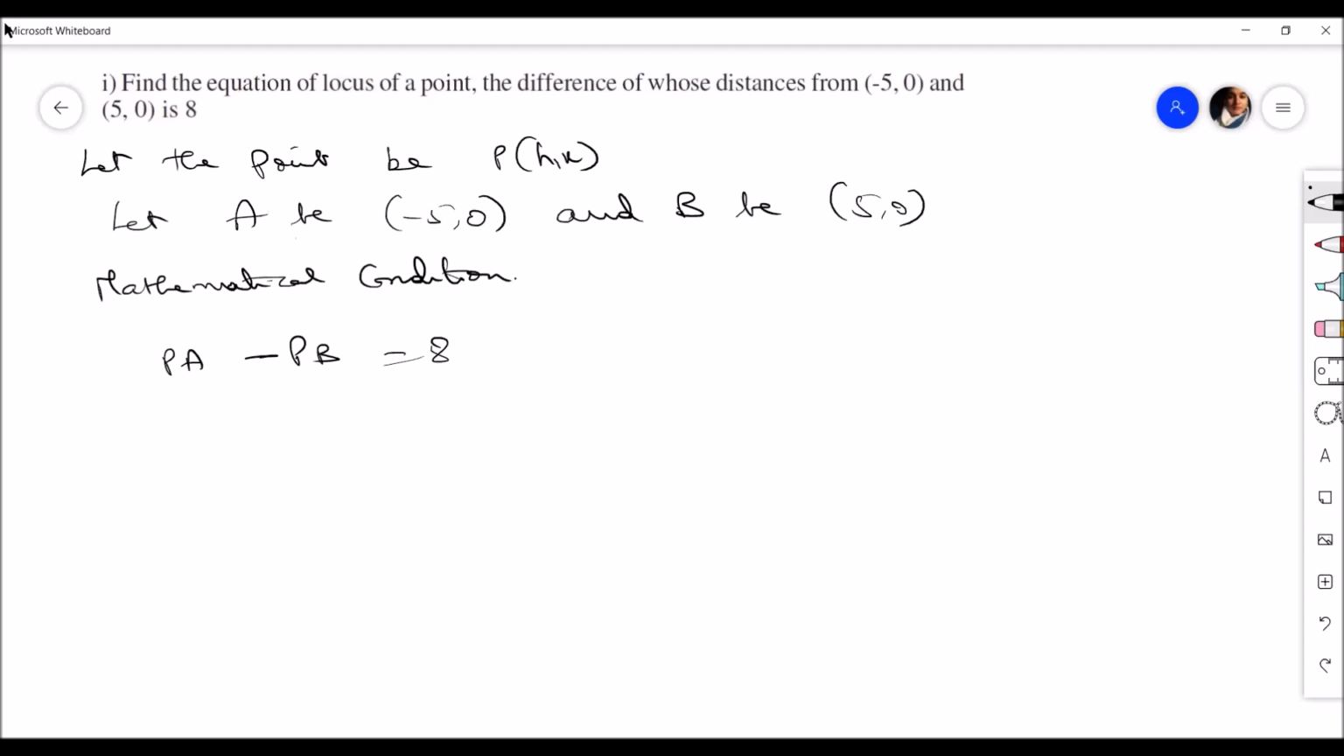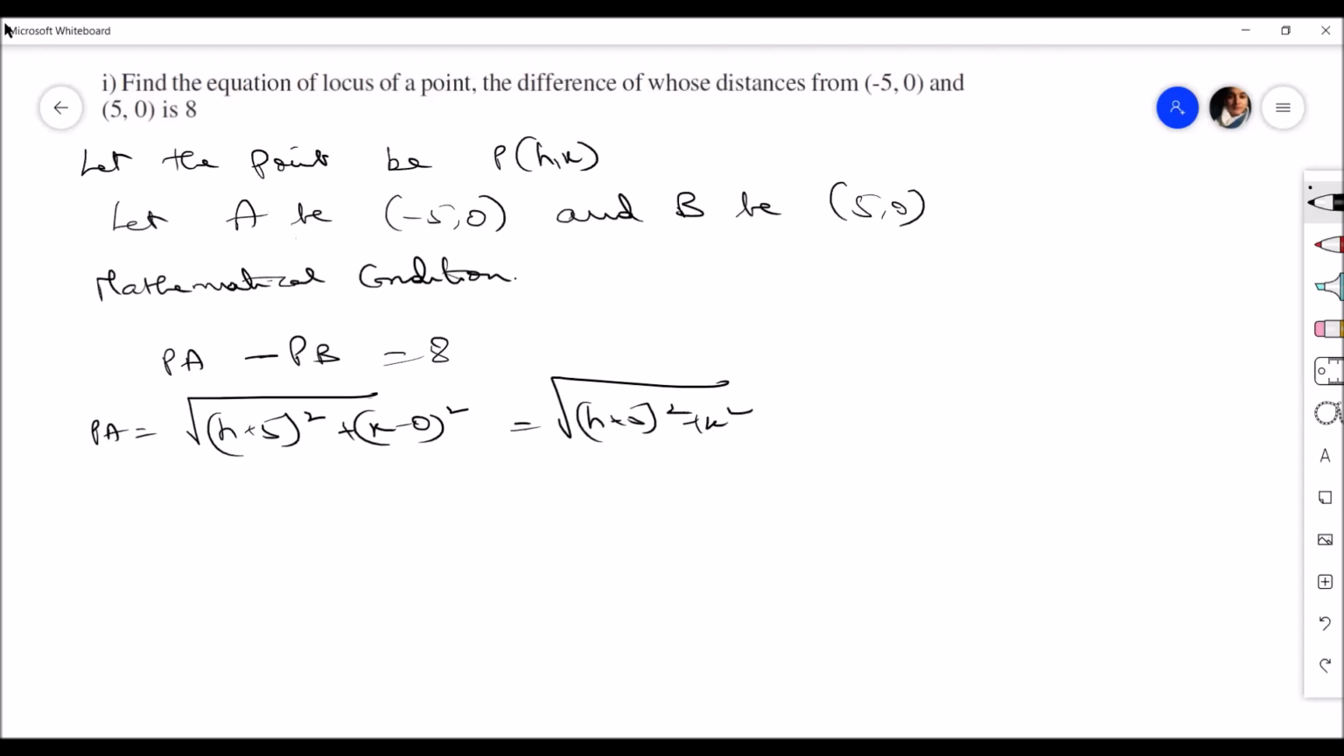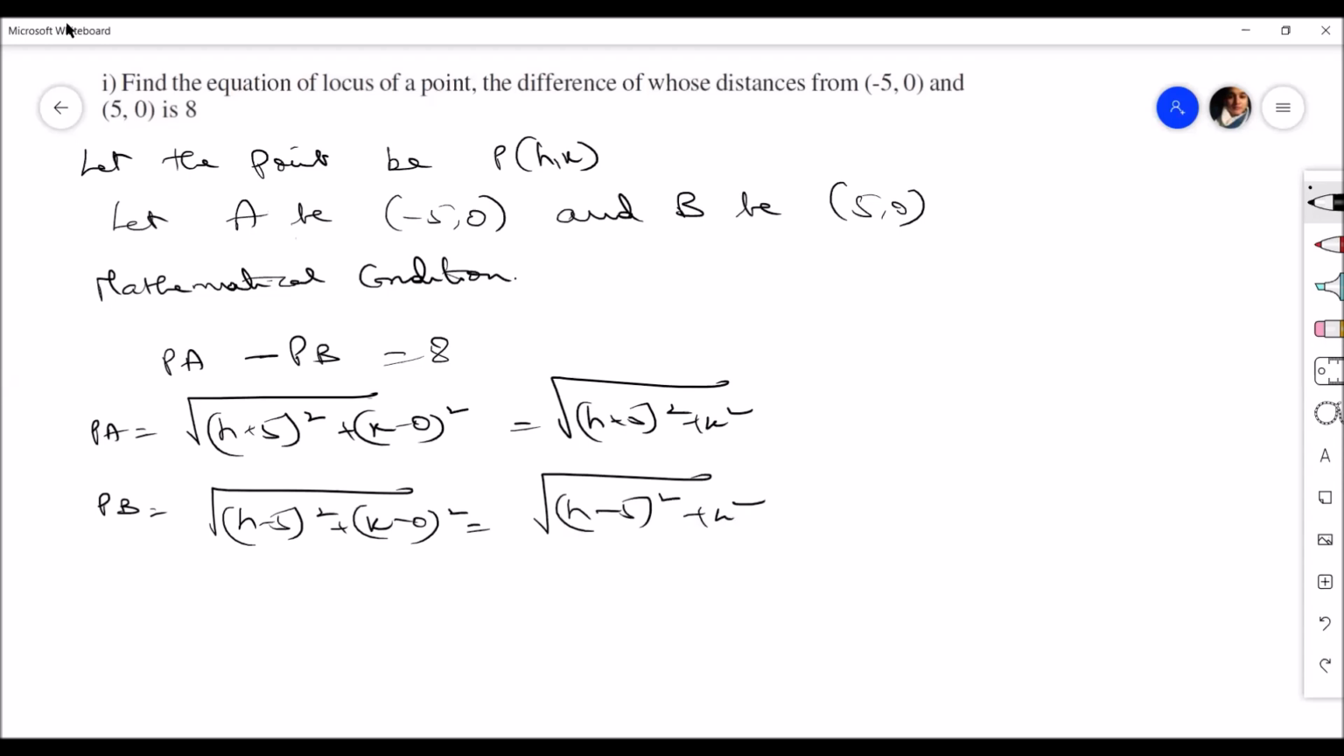Okay, so I have the coordinates of P, A as well as B. And by using distance formula, I can write PA as root over (h plus 5) whole square plus (k minus 0) whole square, which is of course nothing but root over (h plus 5) whole square plus k square. That's PA. Similarly, PB is nothing but root over (h minus 5) whole square plus (k minus 0) whole square, which I'll write as root over (h minus 5) whole square plus k square. Okay, and the RHS is already given to be equal to 8.